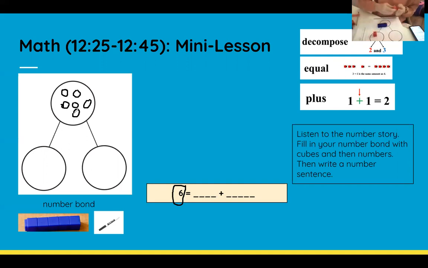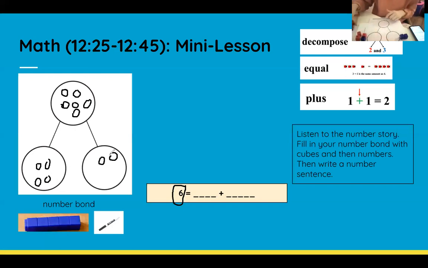So 4 moved them to the ground, 1, 2, 3, 4, and 2 of them moved their nuts to the tree. 4 and 2. Okay, now let's move our cubes to the side and use numbers to show that. So I had 4 and 2. Now we're going to use numbers.